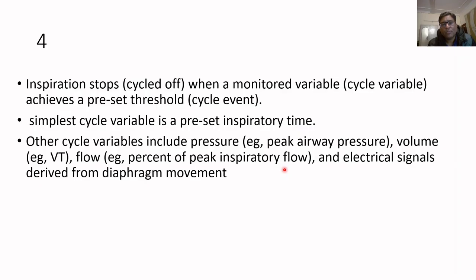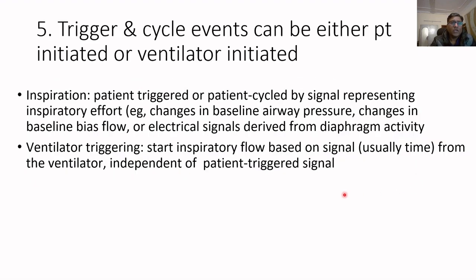A typical example is pressure support ventilation. When the inspiratory flow has dropped to a certain level, you go into expiration, and multiple signals can also be cycling the breath. Now, these trigger and cycling events can be patient initiated or ventilator initiated. Baseline airway pressure changes or baseline flow changes are patient signals, and pressure and flow triggering are both patient triggers. Ventilator trigger is after a certain time has elapsed, independent of the patient trigger signal, as already discussed.